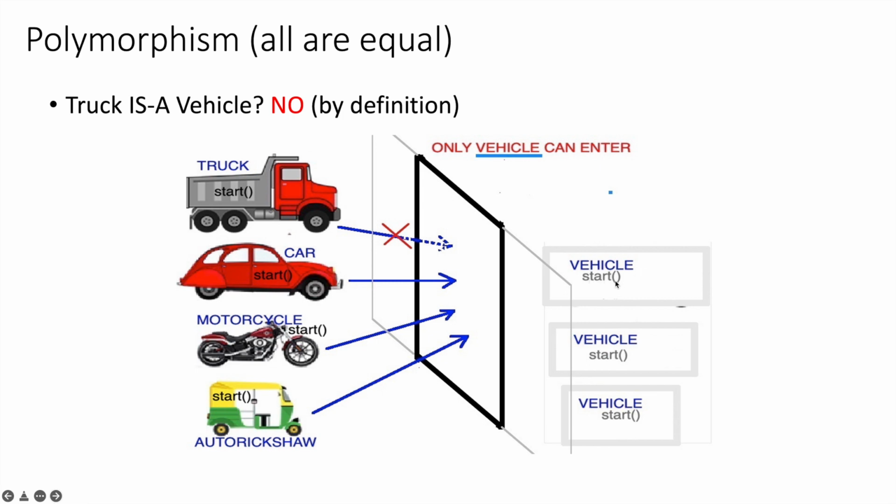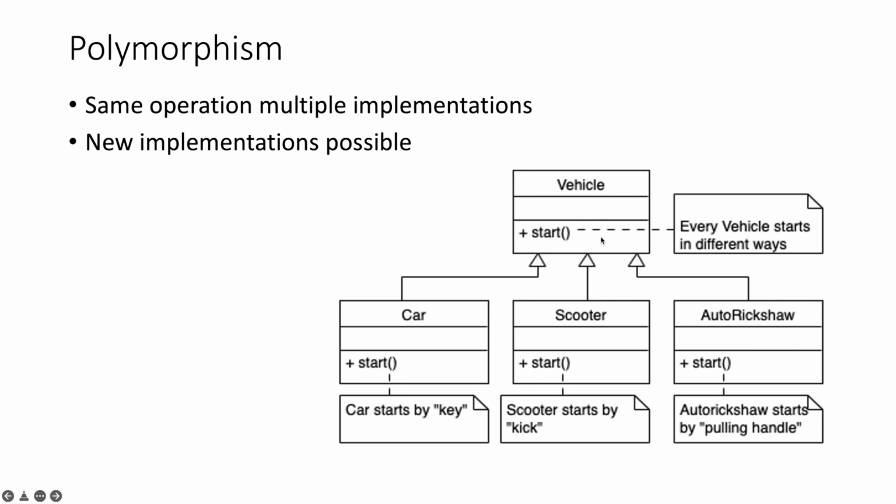But we must have the start method here, otherwise we will not be able to call it on car, motorcycle or scooter, because vehicle must have a start method. So remember, not having the start method here does not allow us to override it, and that is why polymorphism will not happen. Having a start method, either abstract or non-abstract, will help. In case we do not override in a child class, that is also fine.